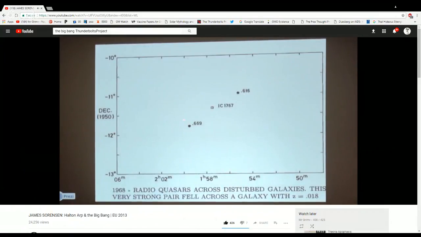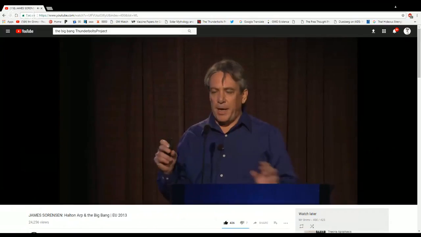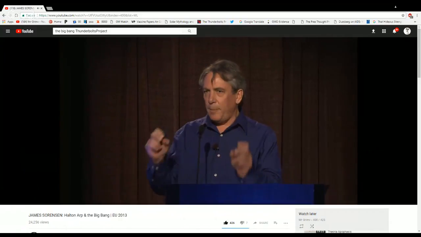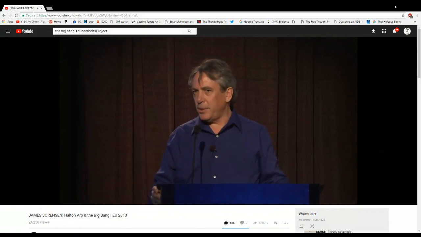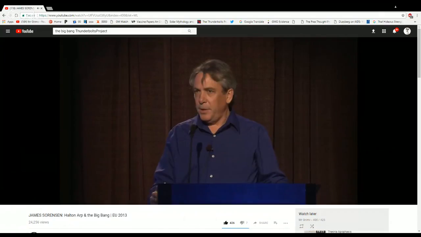Now, what's odd about this is that these numbers here, this 0.616 and 0.669, are indicators of the redshift. If it's a positive number, that means that it's redshifted, is moving away from us. If it's a negative number, it's blueshifted and moving towards us. And these two redshifts are extremely close. And the probability of finding two quasars opposite a central galaxy with an extremely close redshift is very, very low.